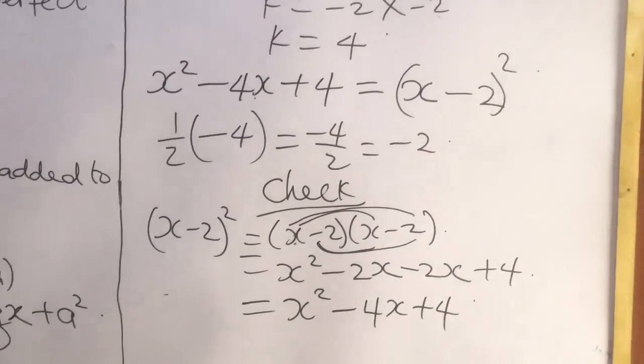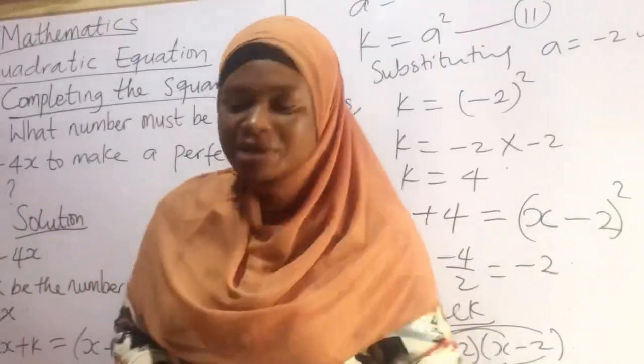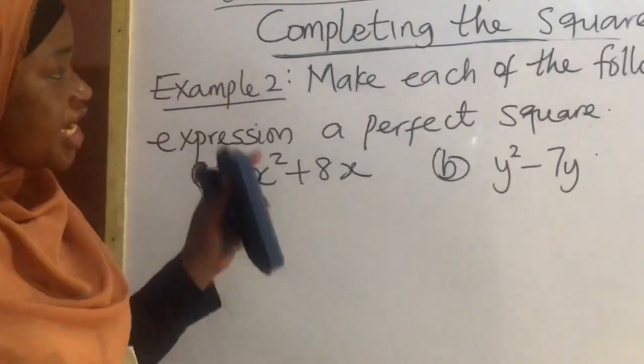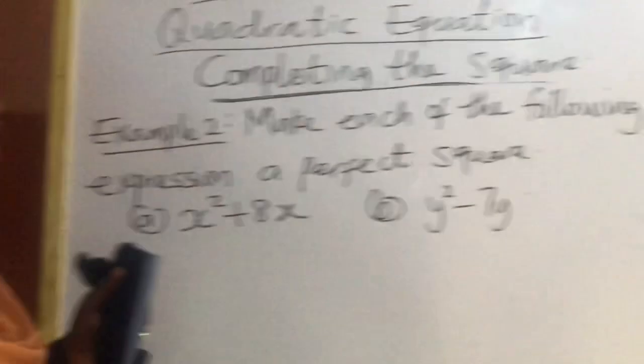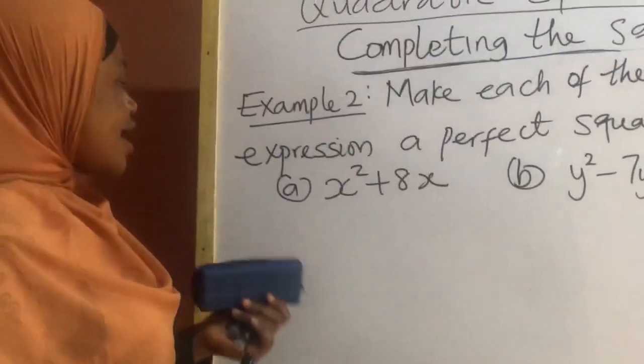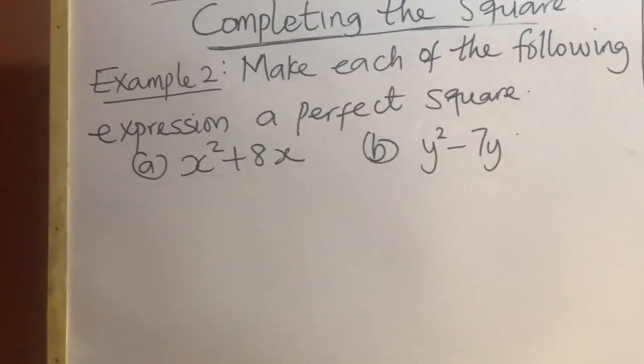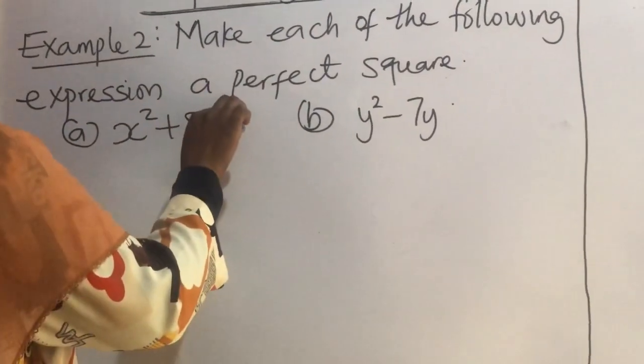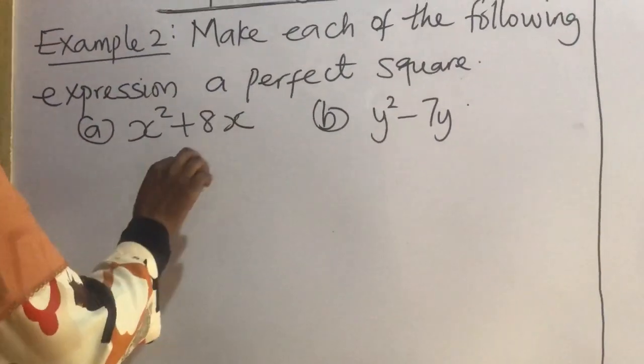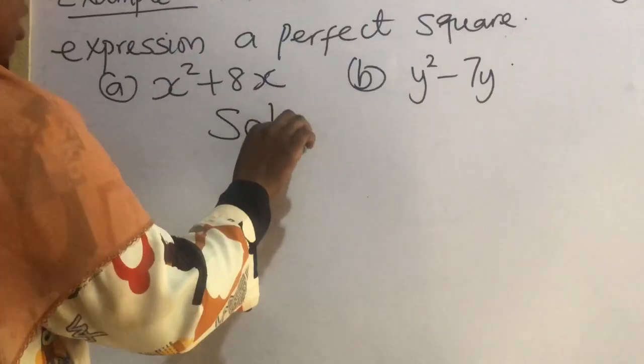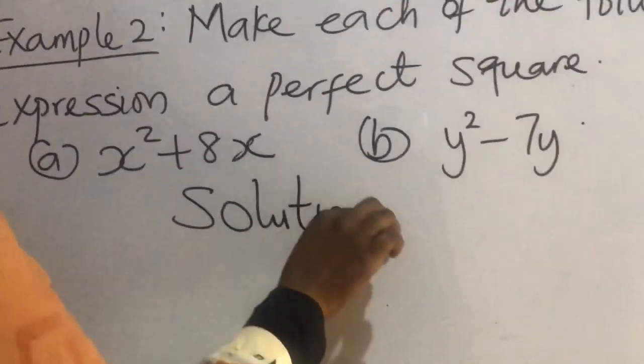So we are going to solve more examples for you to understand it better. Make each of the following expressions a perfect square. A, x squared plus 8x. B, y squared minus 7y. Solution. So let's quickly use another method now.